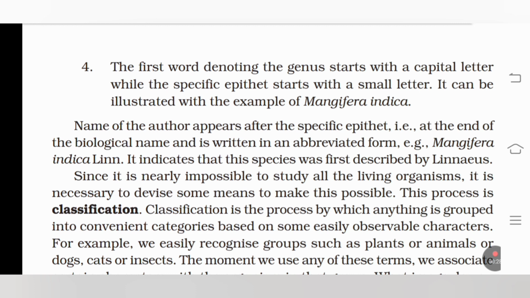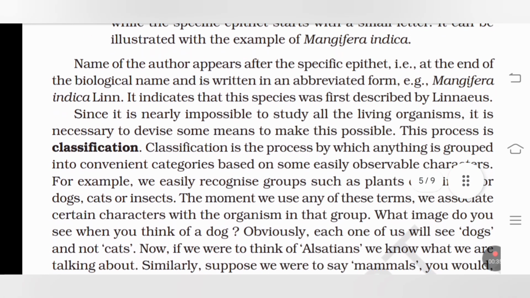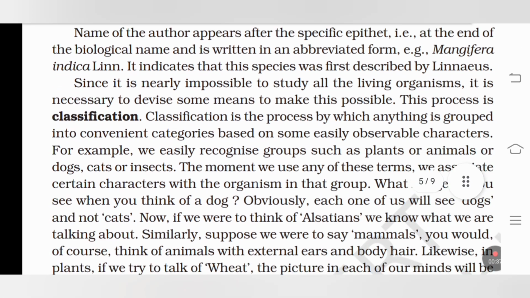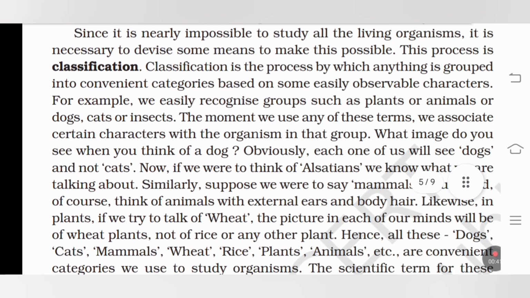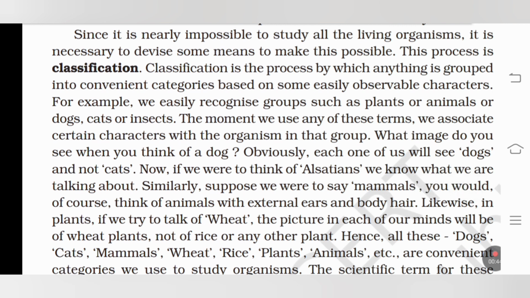Since it is nearly impossible to study all the living organisms, it is necessary to devise some means to make this possible. This process is classification. Classification is a process by which anything is grouped into convenient categories based on some easily observable characters. For example, we easily recognize groups such as plant or animal, or dog, cat or insect. The moment we use any of these terms, we associate certain characters with the organisms in that group.